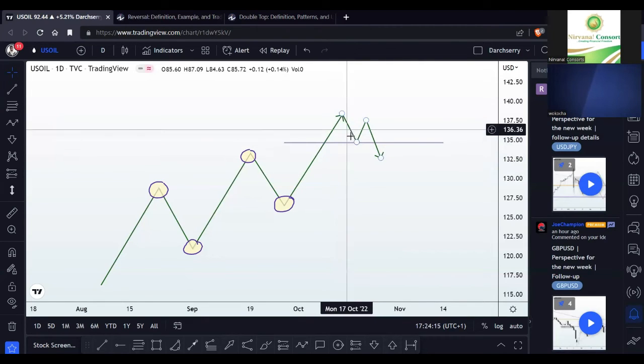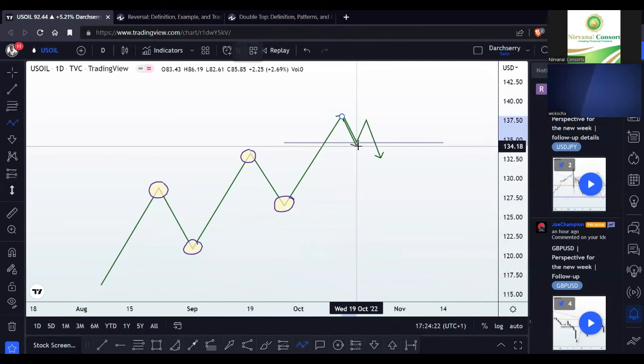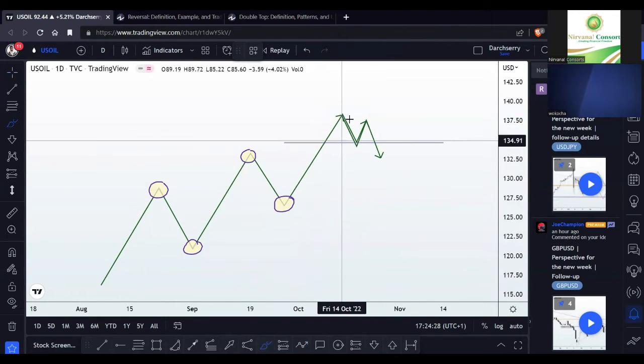Now, like I said here, we saw a situation where price came back into the previous high here, and then it was unable to break the previous high here.